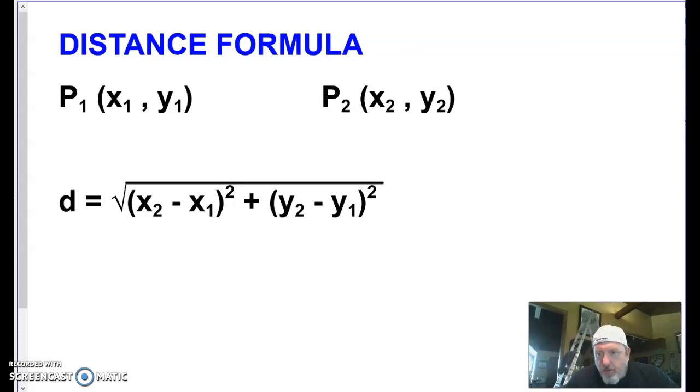To do the distance formula, we subtract our x's and square them. We do the same thing with the y's. We're going to subtract them and square them. Add those two quantities together, take the square root, that's going to give you your distance. So we're going to see on the next slide here, we'll actually use a right triangle example.